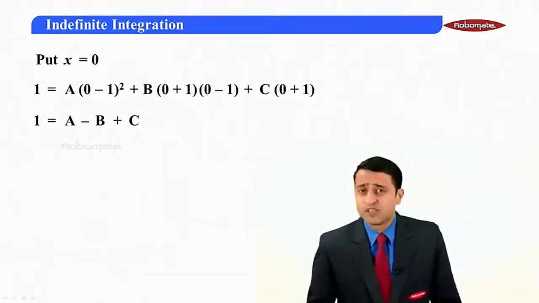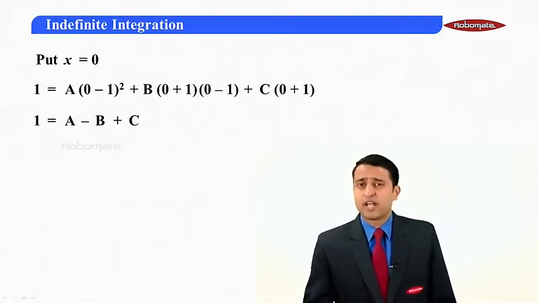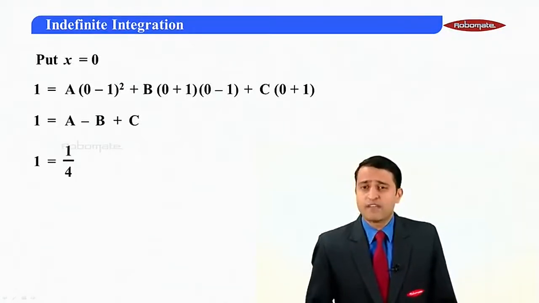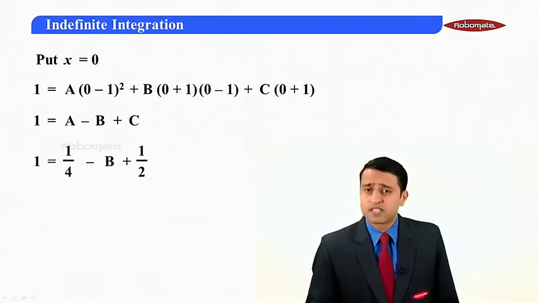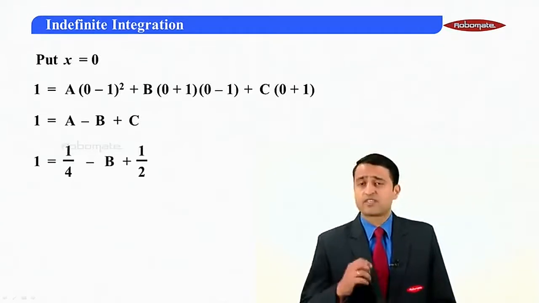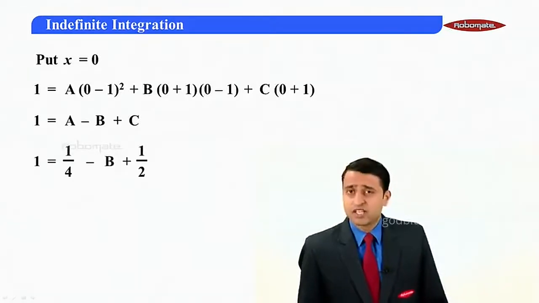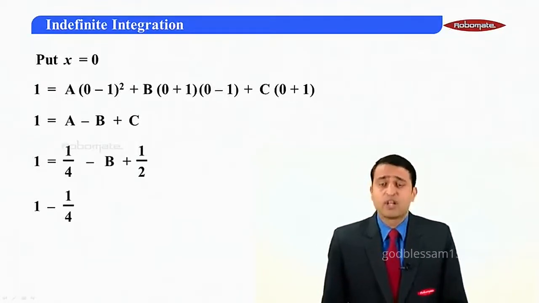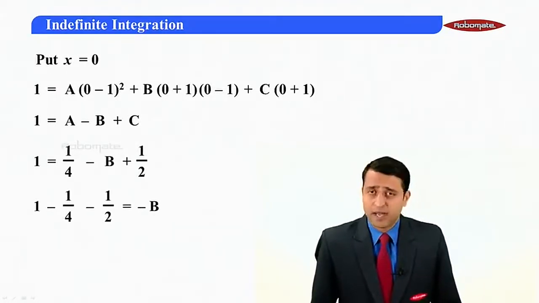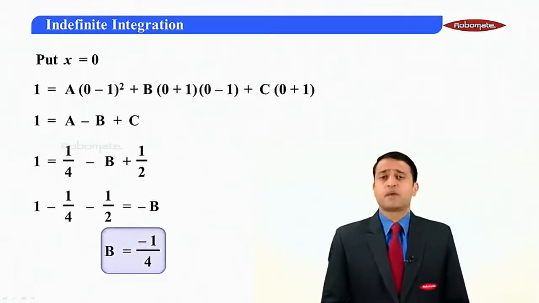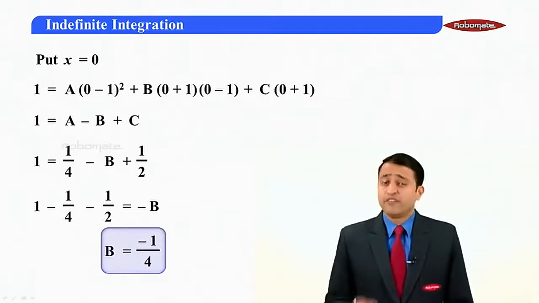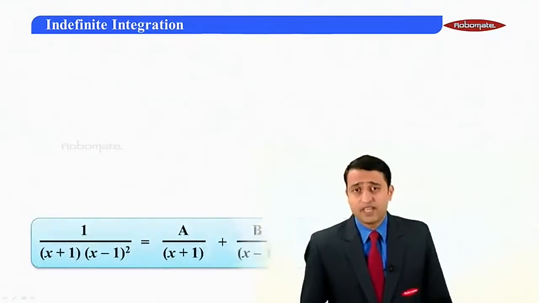Now my dear students, we know the value of a. So let us write 1 is equal to 1 by 4 minus b plus c is half. Now let us find the value of b. So that is nothing but 1 minus 1 by 4 minus half is equal to minus of b, or can I say b is minus 1 by 4. We found out the values of a, b and c.